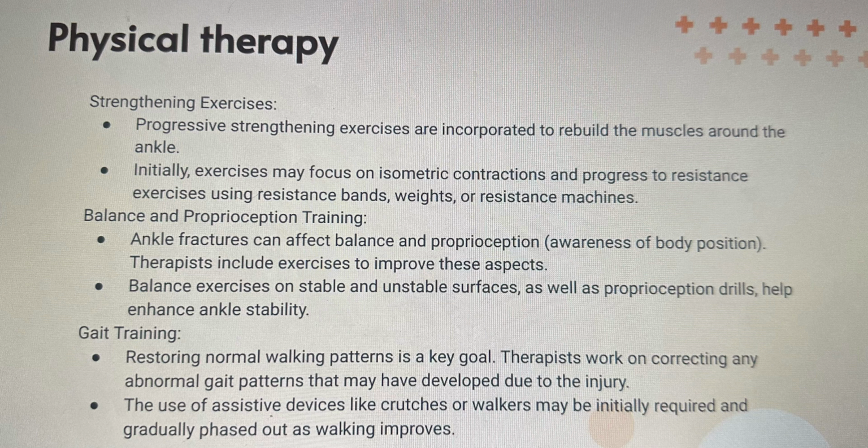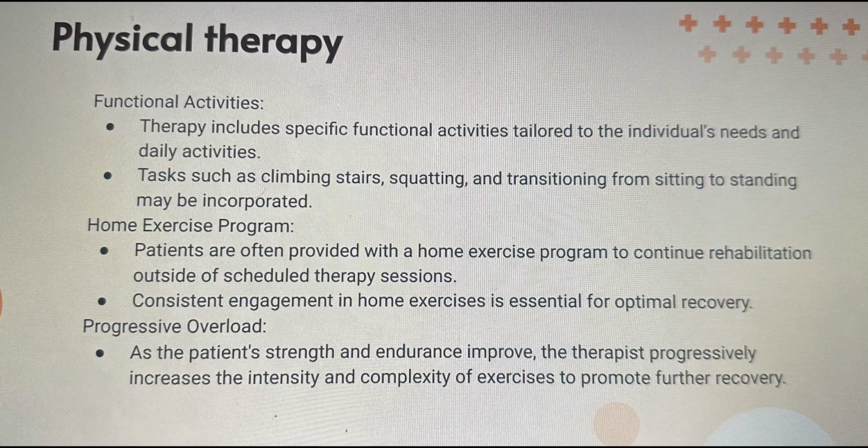Then you have gait training, where restoring normal walking patterns is a key goal. Therapists work on correcting any abnormal gait patterns that may have developed due to the injury. The use of assistive devices like crutches or walkers may initially be required and gradually phased out as your walking improves. Then you have your functional activities. Therapy includes specific functional activities tailored to the individual's needs and daily activities. Tasks such as climbing stairs, squatting, and transitioning from sitting to standing may be incorporated.